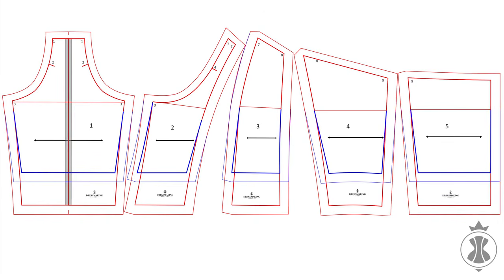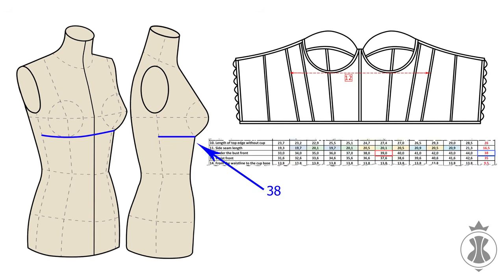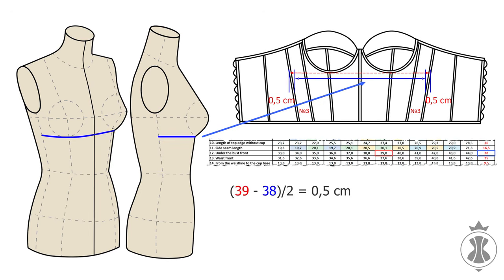Now that the height of the pattern has been corrected, you can proceed to the width correction with respect to the girth measurements. We will make a preliminary calculation based on the measurements underbust front and waist front. We will find out what changes need to be made to the side details of the front so that the side seam is in the correct place. Let's find the difference between the underbust front measurements of the pattern and the dress form, and then halve this value. 39 minus 38 divided by 2 equals 0.5 centimeters.